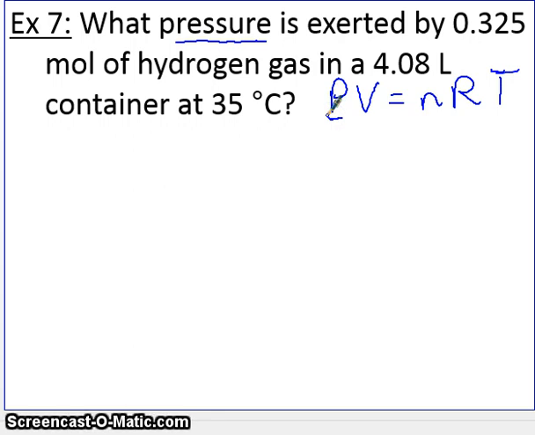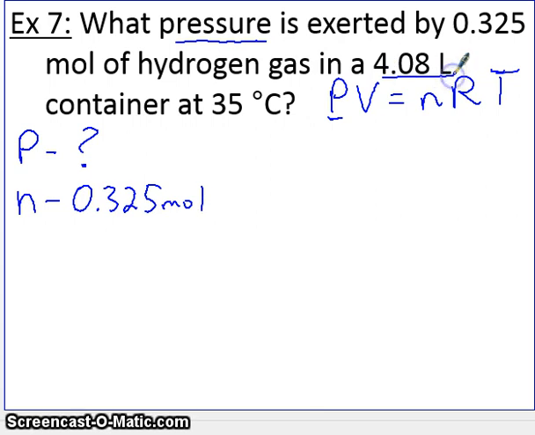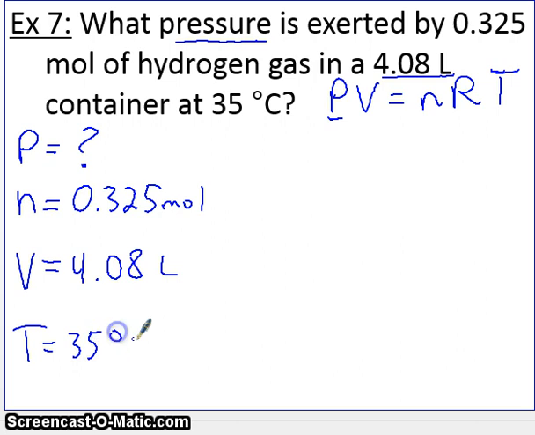Now, it sometimes helps to write out what we're given and then plug it into the equation. So pressure, what is the pressure? We don't know. That's our unknown. That's what we'll be finding out. We're given a mole value, so moles would be 0.325. This one here is volume, so we're given a volume of 4.08 liters, and maybe we should put an equals here to see that that's not a minus. And then we're given a temperature of 35 degrees Celsius, so our temperature is 35 degrees C.